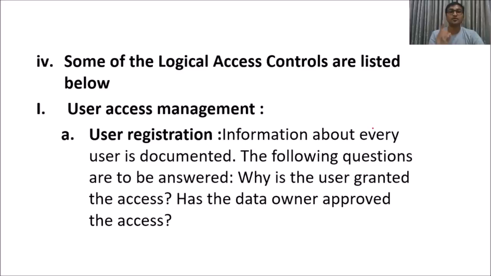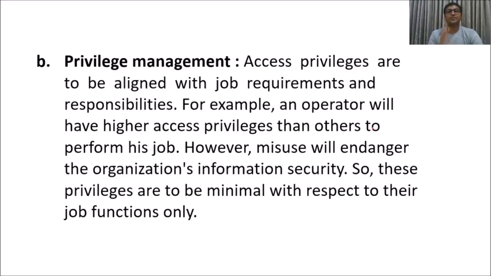User access management: there are four points. First, user registration. You should have all the information about your users. What power has been given to the users? Why has that power been given? Till what time will that power be there? All the information should be registered. That is the first point, user registration. Please underline. Second, privilege management. I told you, no user will get more power than the job responsibilities and job requirements.